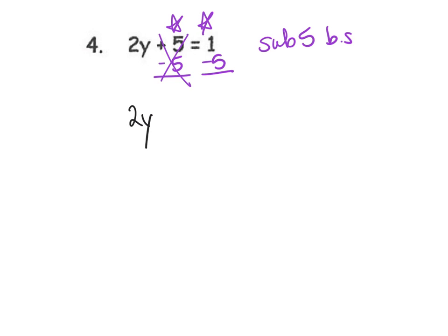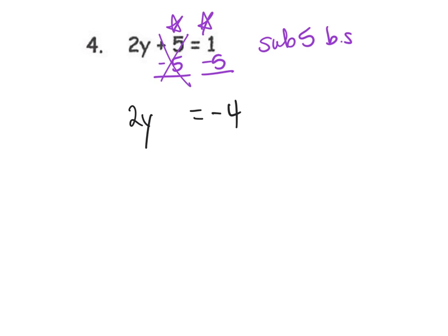2y, the 5s are gone, awesome, equals, okay, new people. If you volunteered, put yourself on mute. What is 1 take away 5? Negative 4. Okay, perfect. I'm almost done. The y is almost alone.